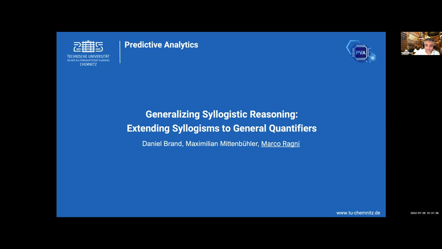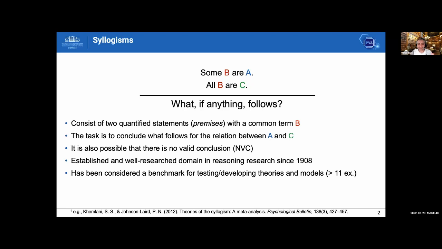So first of all, syllogisms, I think that it's well known, but still to give you a flavor of this. We have two premises, like some B's are A's and all B's are C's, and then typically people are asked what, if anything, follows. And of course, it's not presented in this abstract way with letters, but we typically replace them by some kind of content.